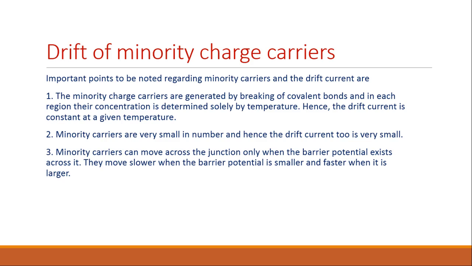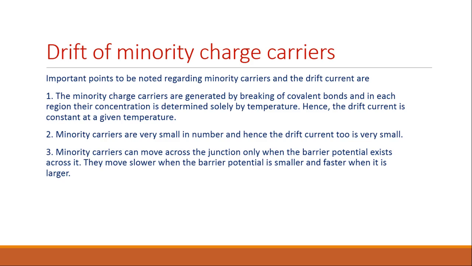The second most important point is that minority carriers are very small in number, and hence the drift current too is very small, because the minority carriers, as the name suggests, are very few in number whether you consider the P region or N region, and therefore the drift current will also be very small.